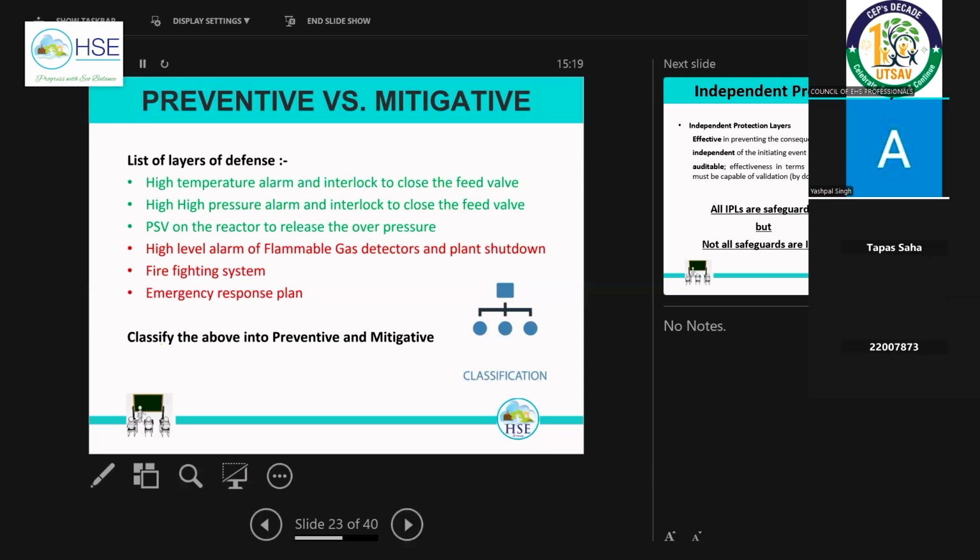With the firefighting system, we can reduce the effect of the fire and contain the fire within that particular area. The emergency response plan, of course, does the same action, but it is an administrative control. So green color should be the preventive, and red color is the mitigative. That is the basic difference between preventive and mitigative.